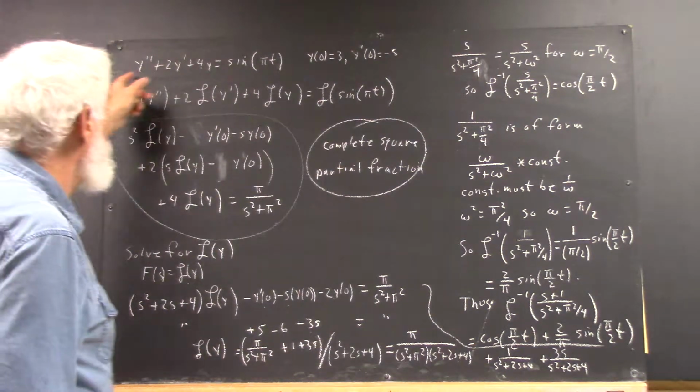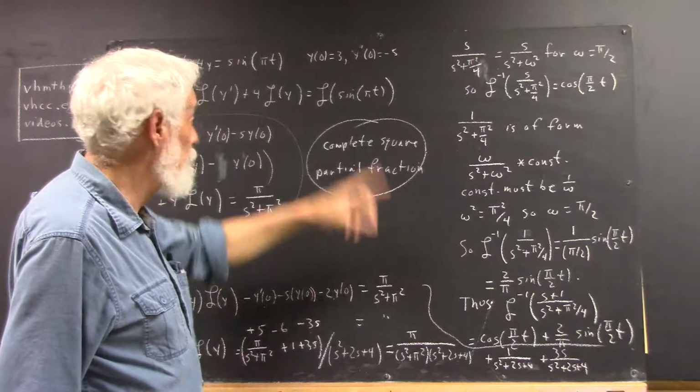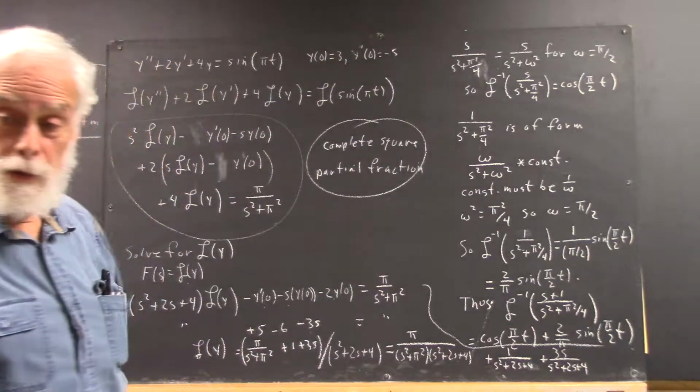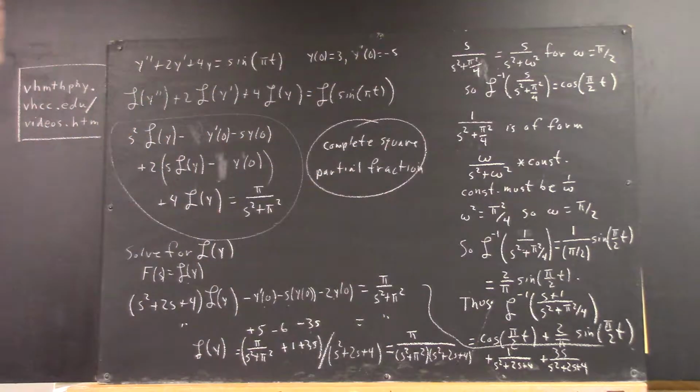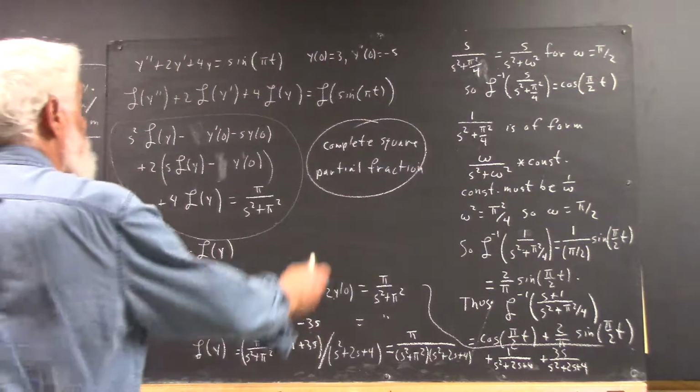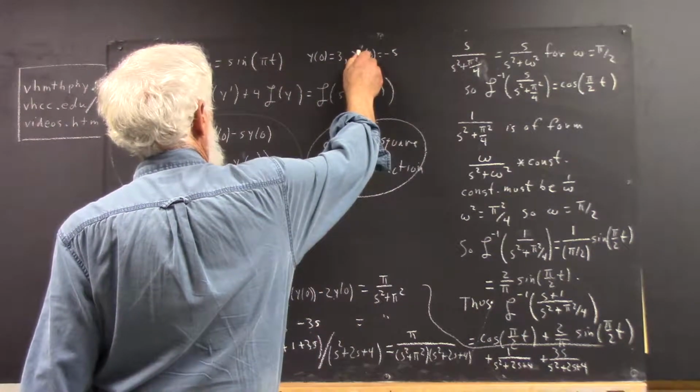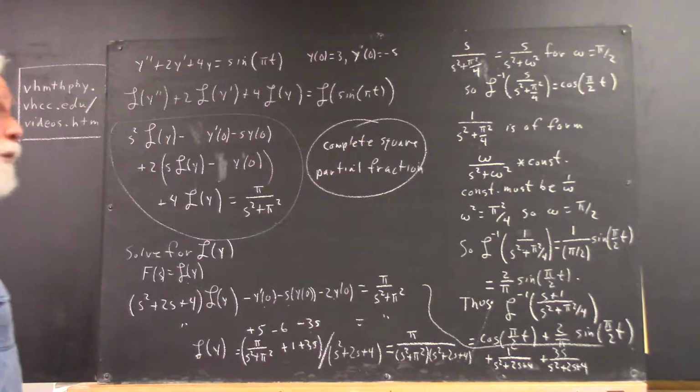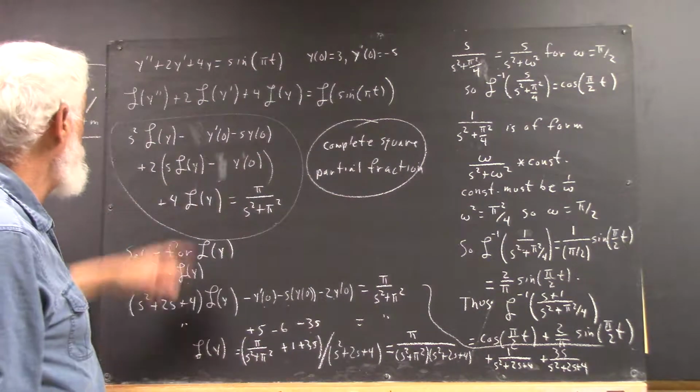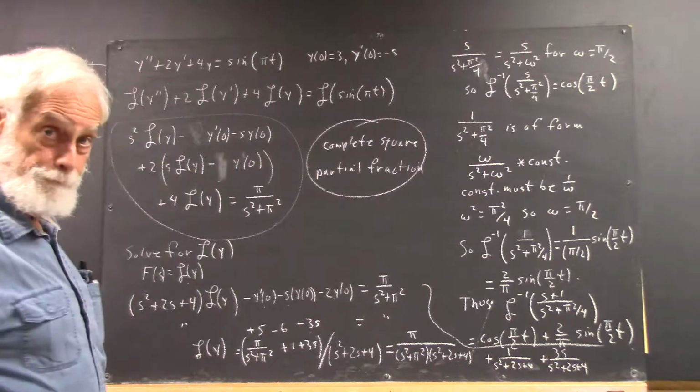Well, here we have a differential equation with initial conditions on y and y prime. The y prime is a little smudged, so I'll fix that. But we transform this equation. How do you transform the equation? Well, we have to transform y and its derivatives.